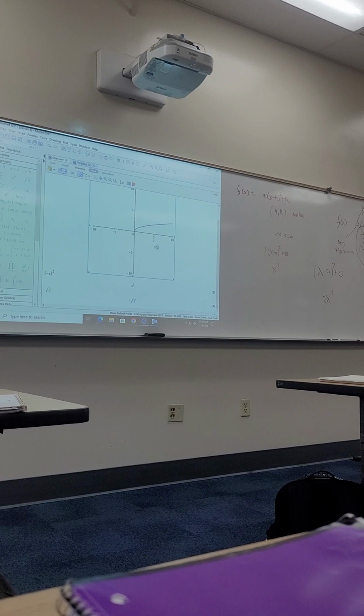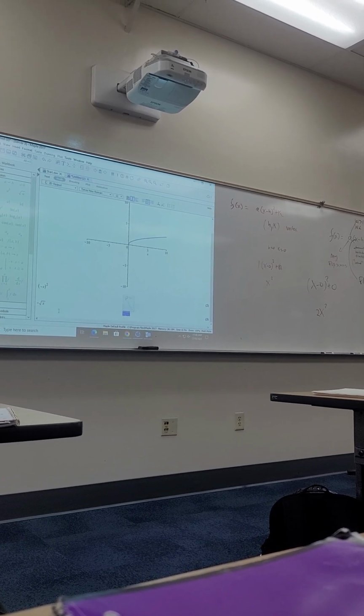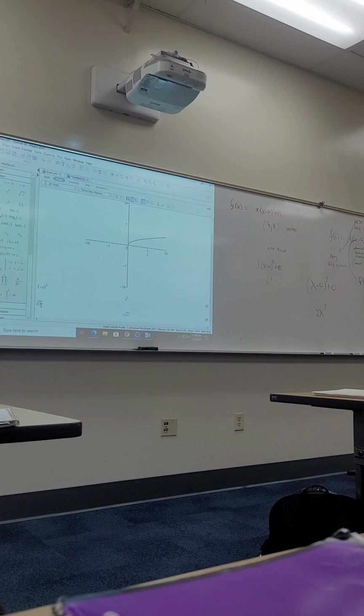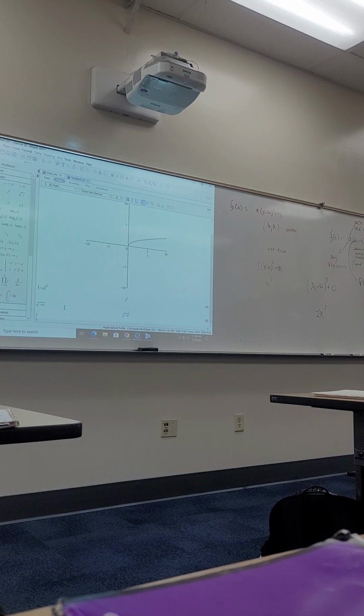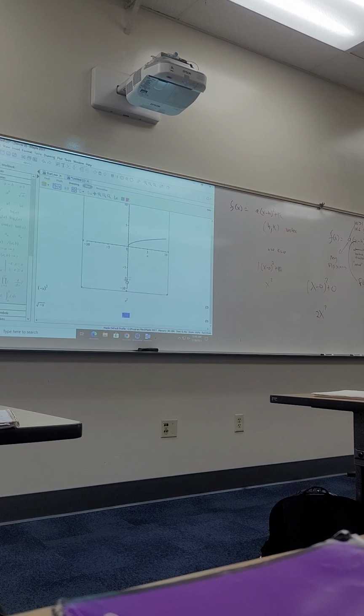Now let me get rid of it. Now let me put the negative on the inside. Okay, see how the negative's on the inside now? What's going to happen when I throw this on here? Flipped over the y. Did you see that? Okay, so how do I flip it over the y? Negative where? Inside. How do I flip it over the x? Negative outside. So let's write that down. Flip over x, negative outside. Flip over y.